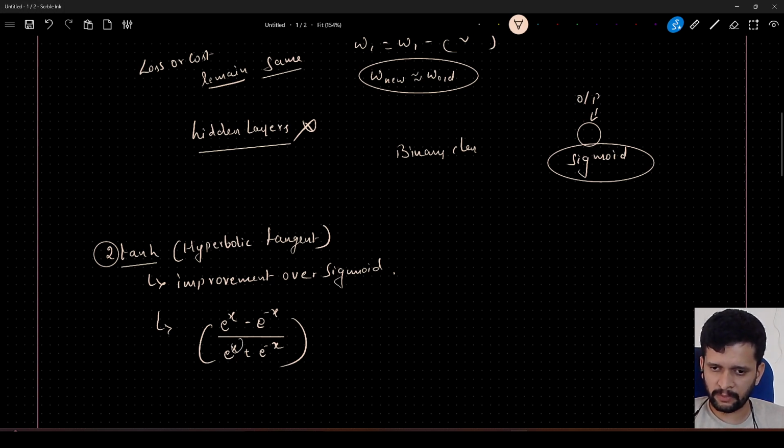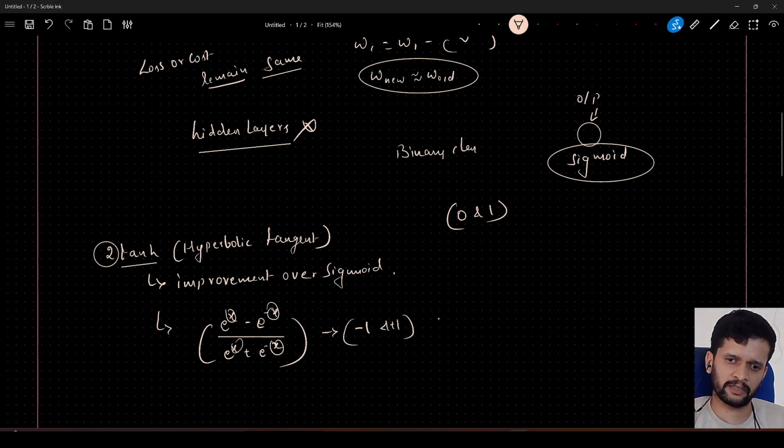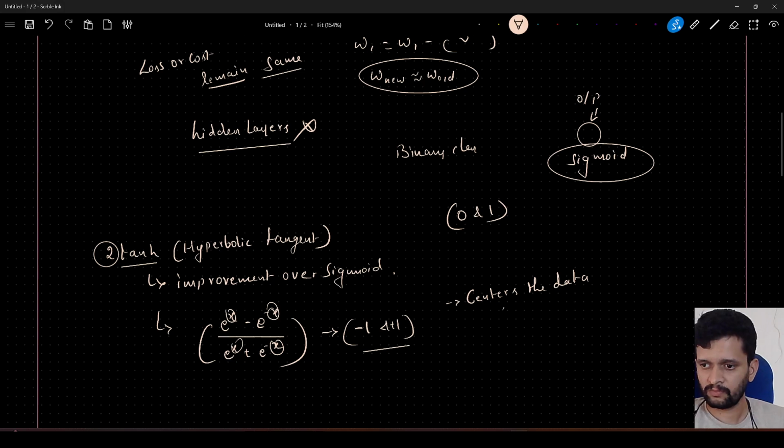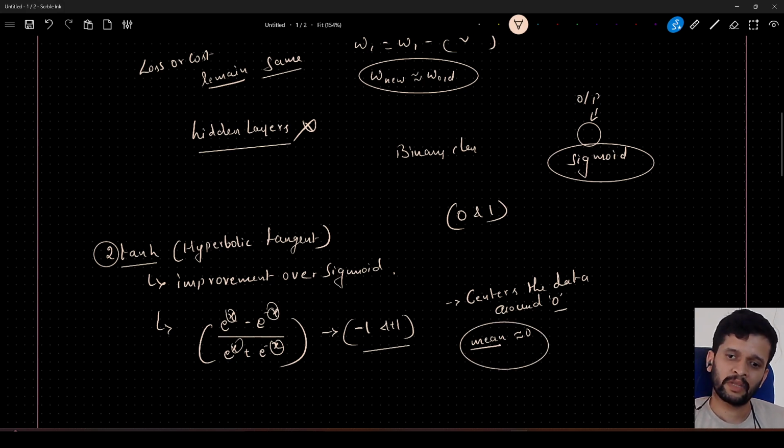And whatever inputs we supply as x to this function, the output will always be in the range -1 and 1. So see the difference here, right? In sigmoid we had the outputs in the range 0 and 1, but in case of tanh we will have the outputs in the range of -1 to +1. This also does one additional thing, which is it centers the data around 0, which means the mean of the outputs will be near 0. And why is this important?